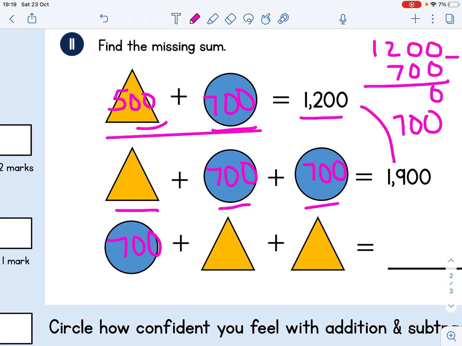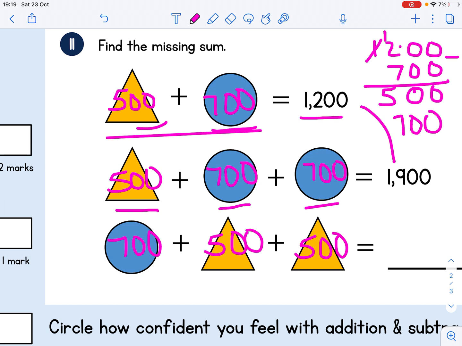0 take away 0, 0. 0 take away 0, 0. We can't do 2 take away 7, so we take from our neighbour, put it here. 12 take away 7 is 5. So it's 500. So we know that each triangle must be worth 500.